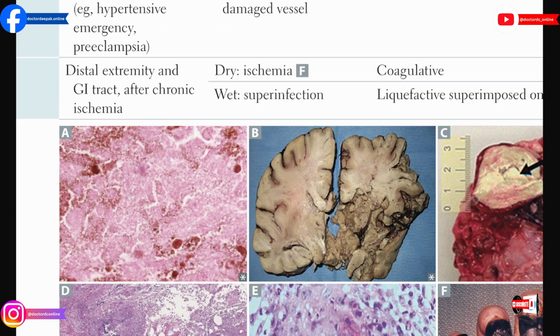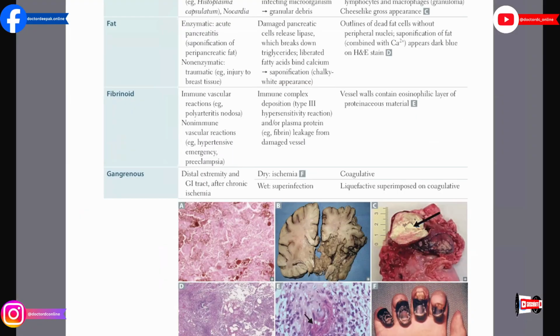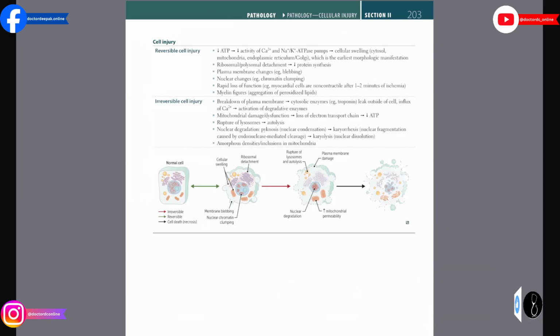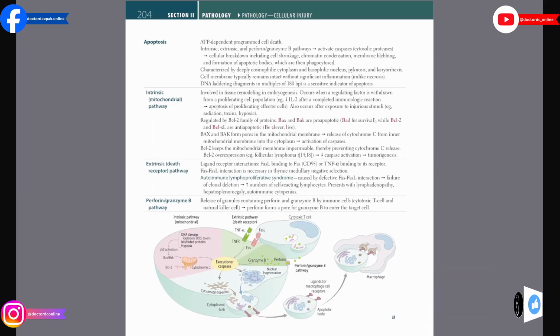And in the evening, I will discuss the other topic, that is apoptosis. This one is the first topic, and that one is the second topic, cellular injury. So today we are going to cover a total of three topics. So that's all for today.